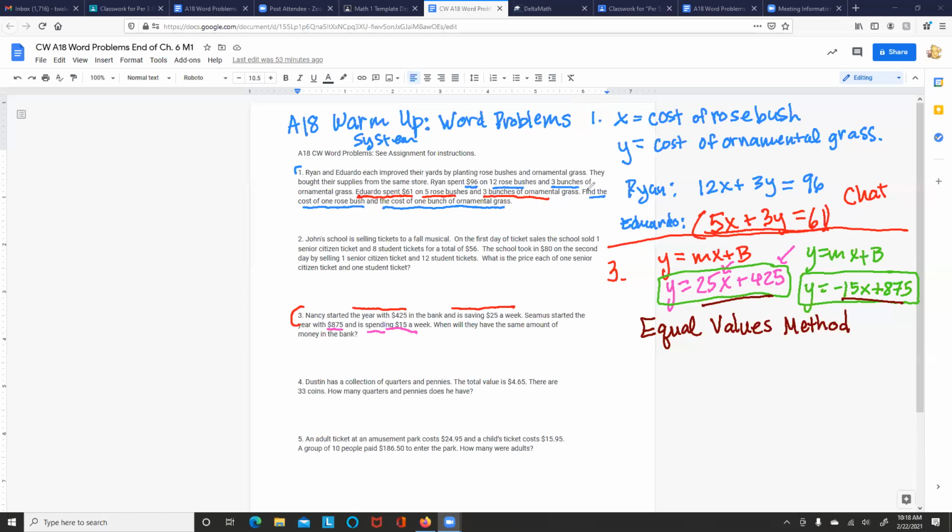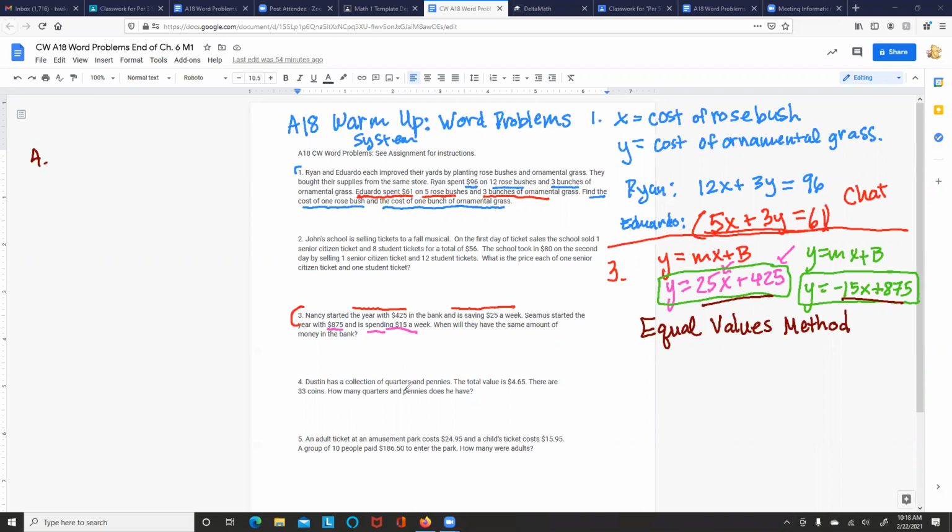Okay, let's look at number either 4 or 5. 4 and 5 are very similar because they're money problems. Who doesn't like money, guys? All right, so let me do number 4 here. So let's look at number 4.